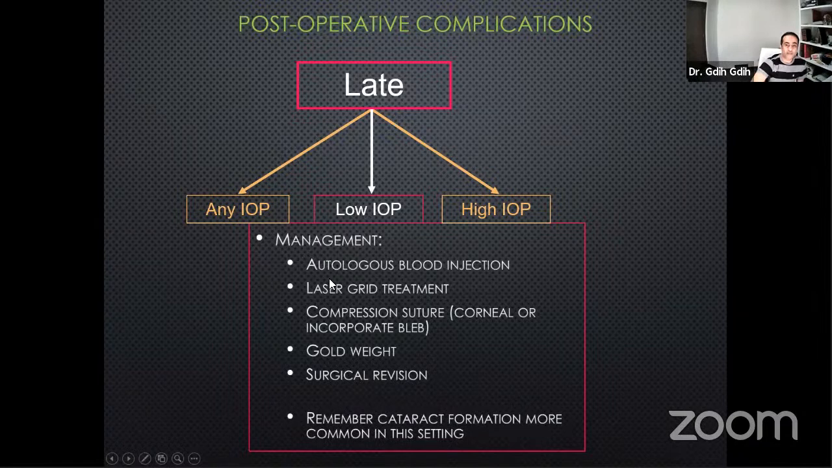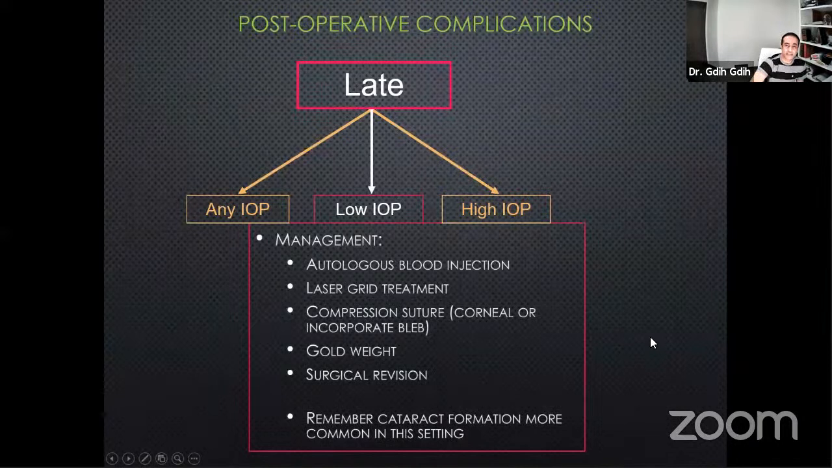So if you have a leaking bleb, what you do: autologous blood injection can be used, laser grid treatment to induce some inflammation in the bleb area. Compression sutures, like corneal or incorporated bleb. You can go over the conjunctiva and just close the flap tight. Surgical revision is also possible. And then remember, cataract formation is more common in these settings.